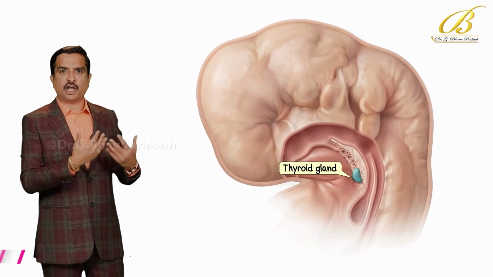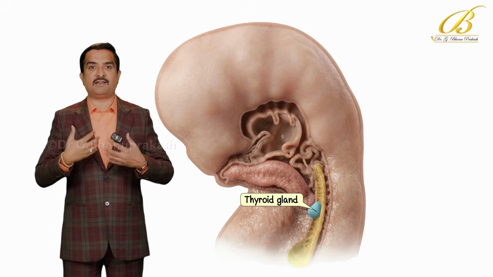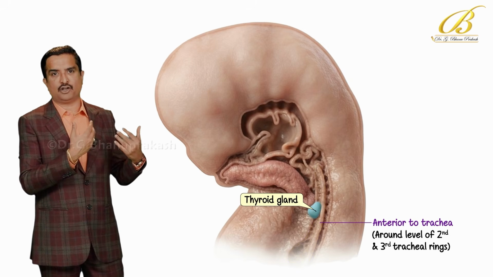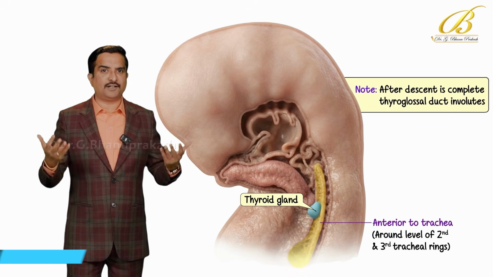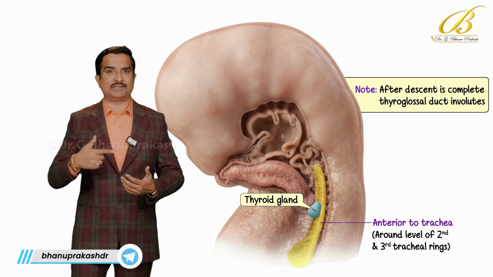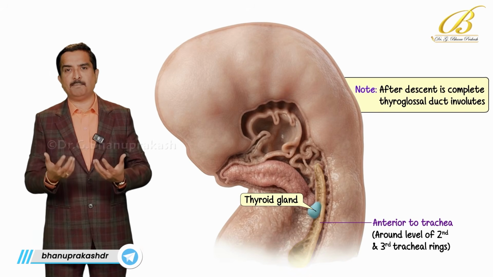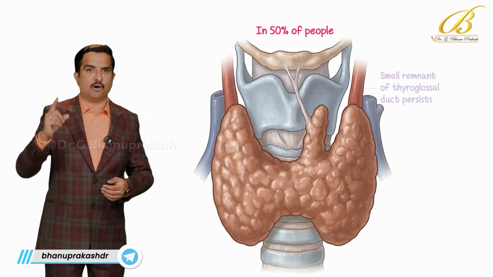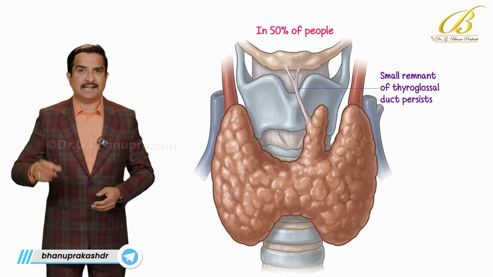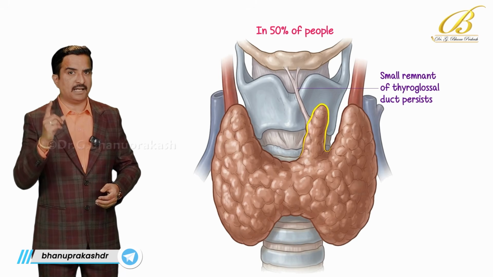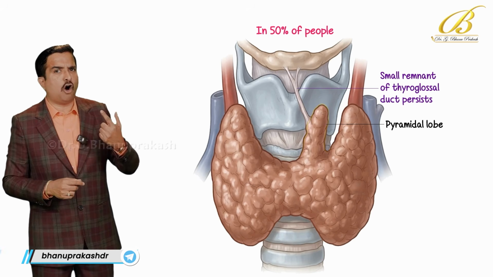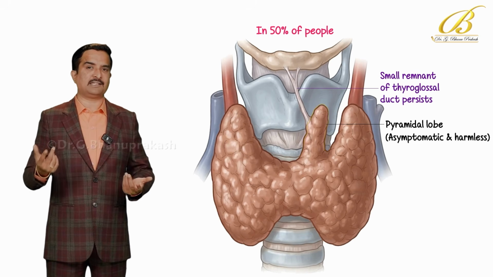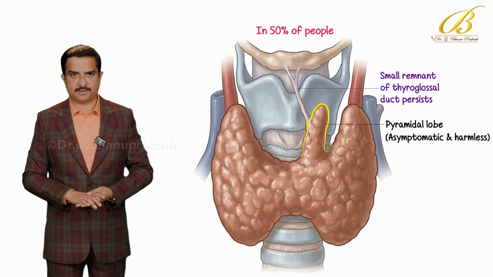So eventually, the thyroid reaches its final position, that is anterior to the trachea, around the level of the second and third tracheal rings. Now, ideally, after descent is complete, the thyroglossal duct involutes, that means it disappears. However, in 50% of people, a small remnant of the duct persists, and this remnant may present as a pyramidal lobe, which is just a small extension of the thyroid tissue, and it's typically asymptomatic and absolutely harmless.